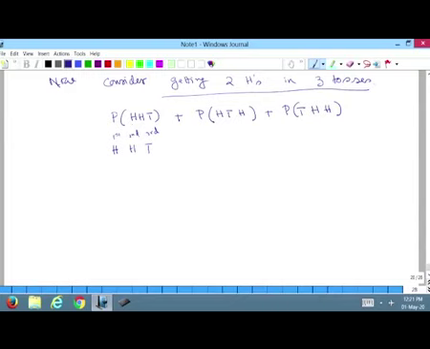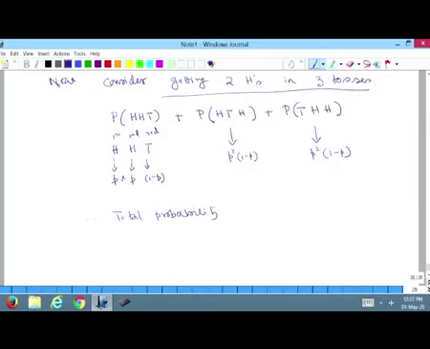Probability of getting a head in the first toss is P, that multiplied by probability of getting a head in the second toss is P, and this one is 1 minus P. In a similar way, this will give me P square into 1 minus P, and this will also give me P square into 1 minus P. Therefore, total probability is equal to 3 P square into 1 minus P. That is how we arrive at the solution.